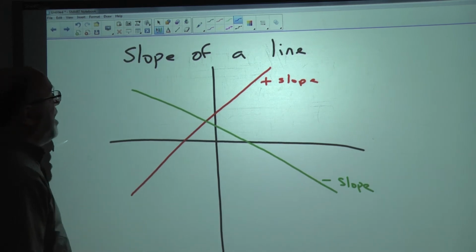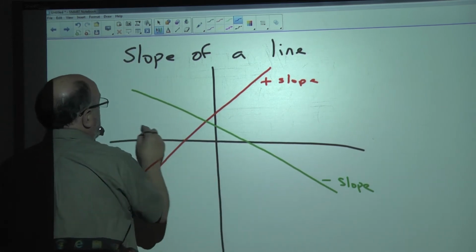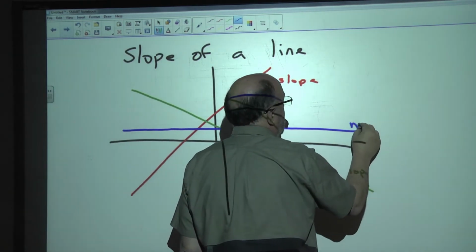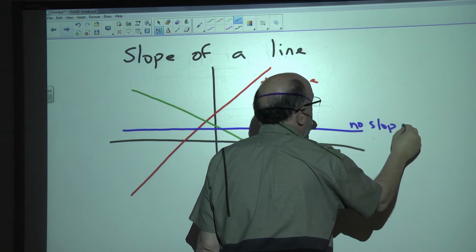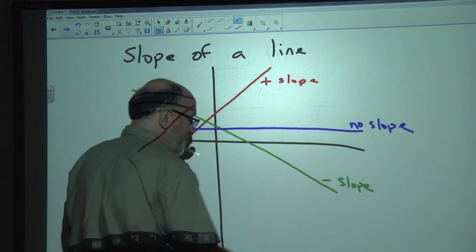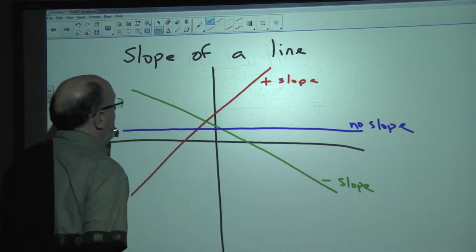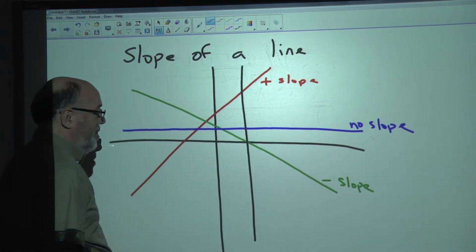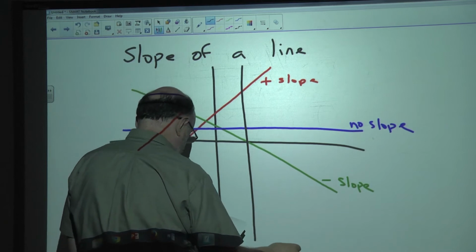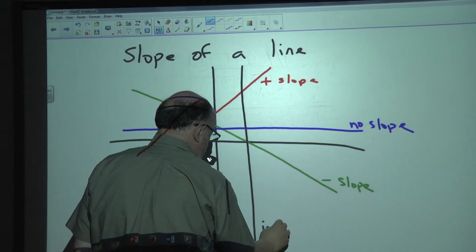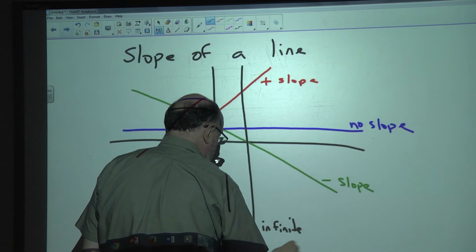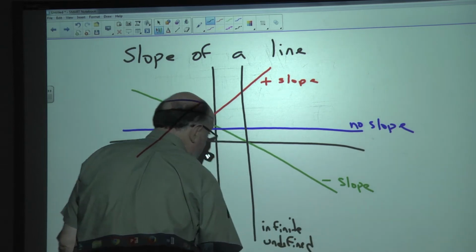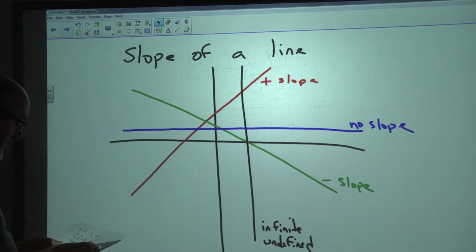You could have a line that has no slope, so you could have one like this. This has no slope, or 0 slope. And then lastly, you could have one that goes like this, straight up and down, and has infinite slope or undefined slope. So those are the 4 kinds of slopes you can have.